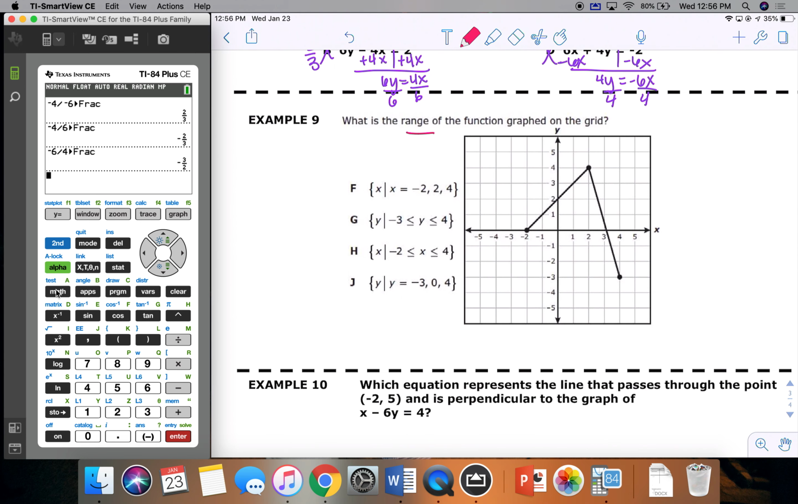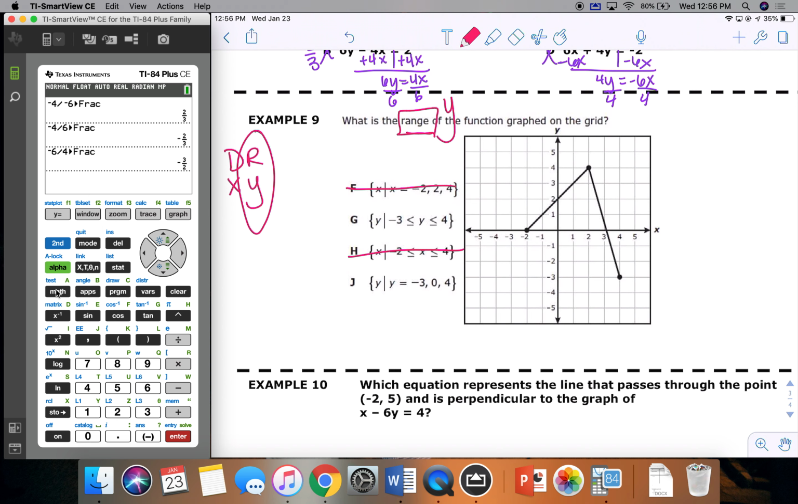Example 9, they want the range of the function. The first thing I'm going to do is remind myself that range means y. Because of Dr. XY, range is my y's. So I can automatically mark out F and H. I haven't even looked at the problem, but I know there's no way those could be correct because they don't have y's or numbers involving y's there. And then G and J are my answers that I'm looking at.